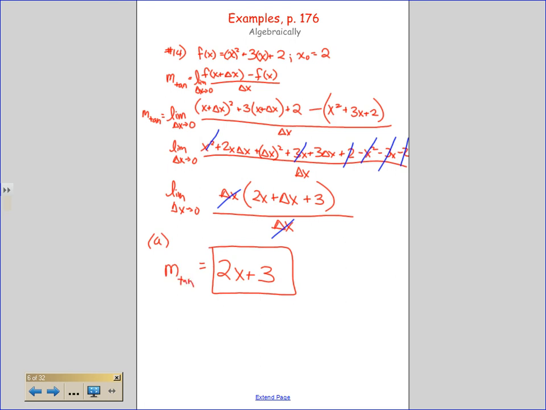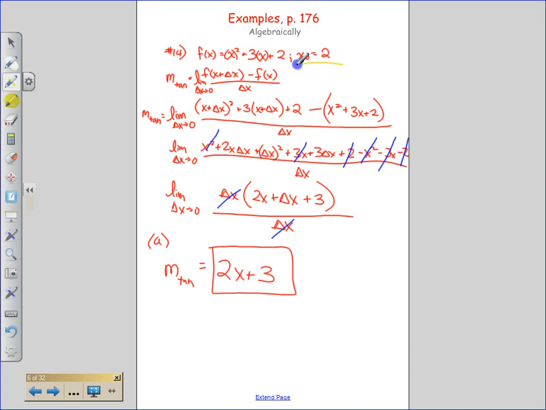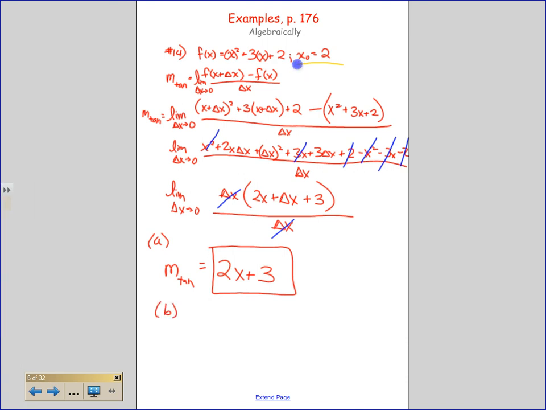What does B say to do? Solve for it at a specific point. How do I do that? Plug it in. It's an x. I need an x. So therefore, and even if I didn't need an x, I still plug in. So the slope at 2, I just say 2 times 2 plus 3 equals 7. Woo! We made it with 10 seconds to spare.